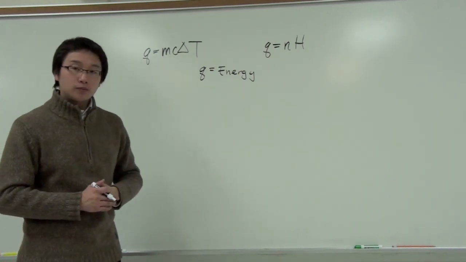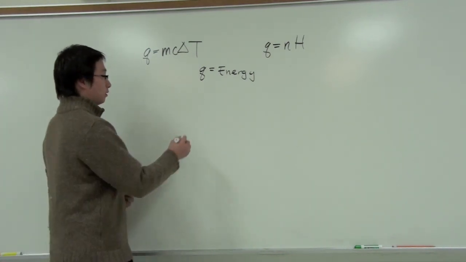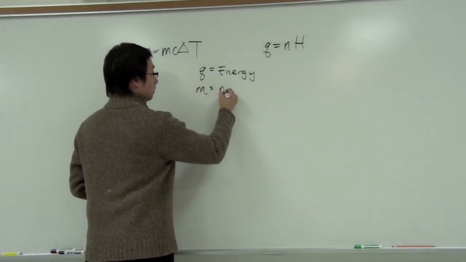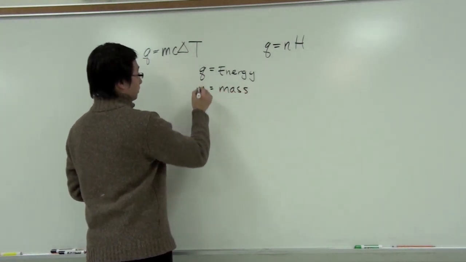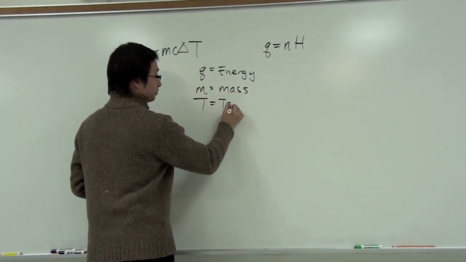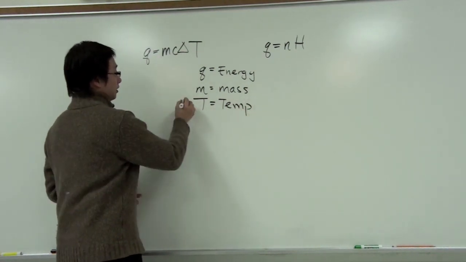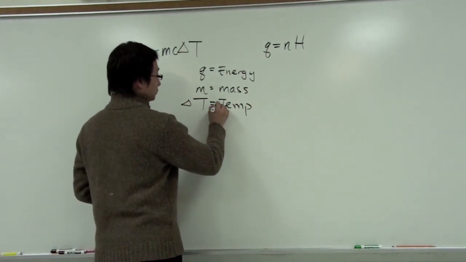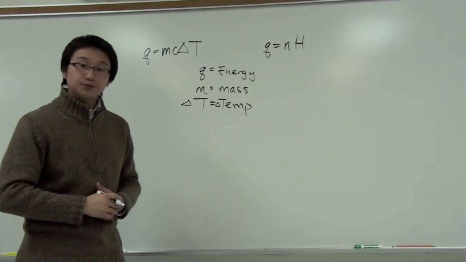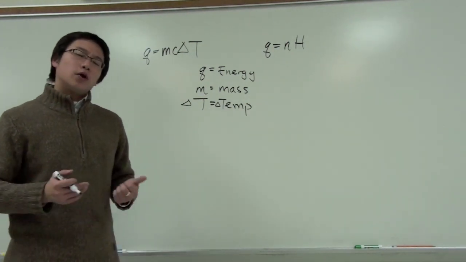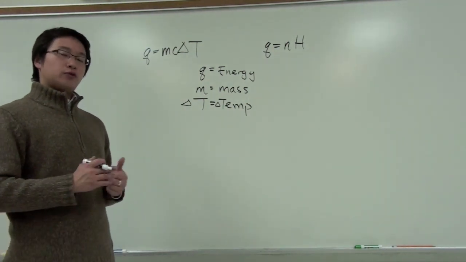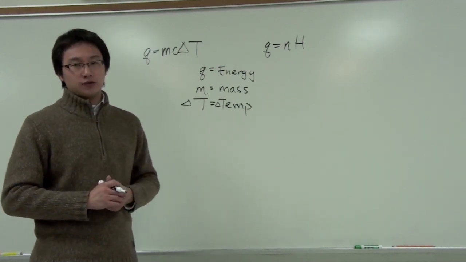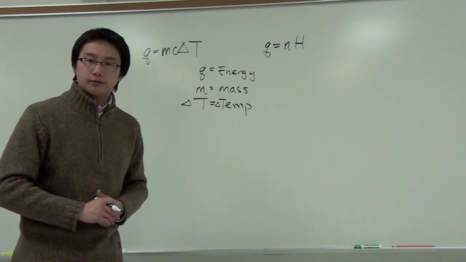Now, there are some terms that you should be familiar with. m is the mass. T is the temperature. Now, it's ΔT, so it's the change in temperature. Okay. Now, what unit do we use? Do we have to use Kelvin or do we have to use Celsius? Or does it really matter?